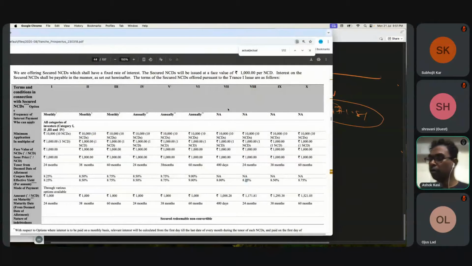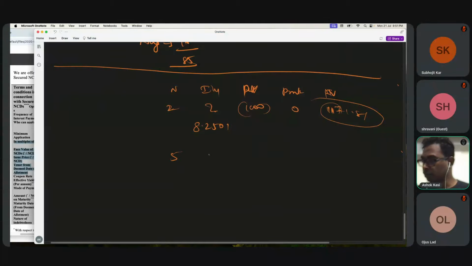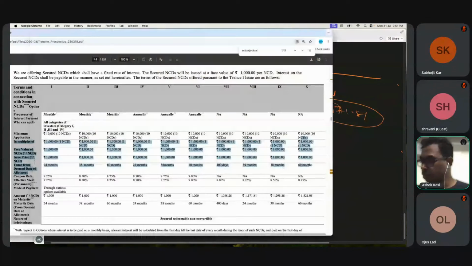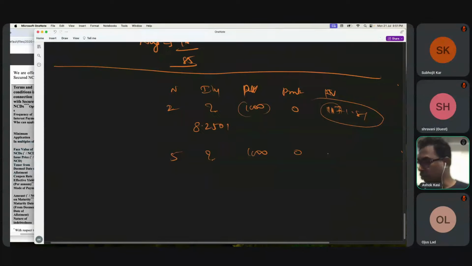So they are giving all varieties of bonds at the same time, right? Whoever is interested in whatever, they can buy. You can check this also, 60 months. That means 5 years, right? So check this one, 5 years, 1,000 you will pay, 0 payment. You'll get 1521.05.